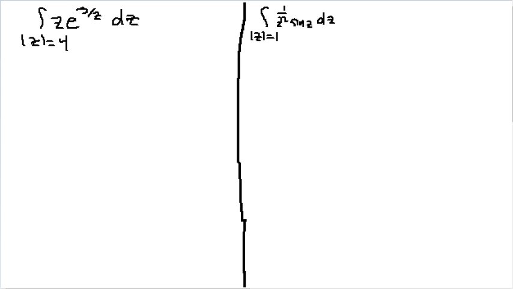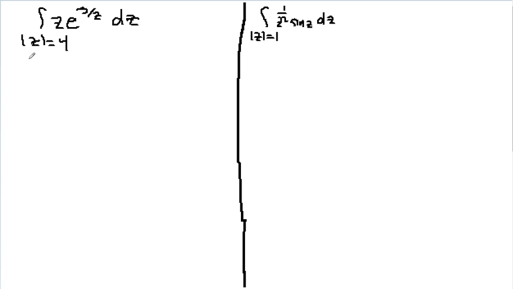Hi, I'm going to talk here about residues, and I'm going to solve two integrals using the very basic methods of residues. Nothing too fancy here. So the first integral I'm going to solve using residues is the integral of z e to the 3 over z around a circle of radius 4. That doesn't matter so much.